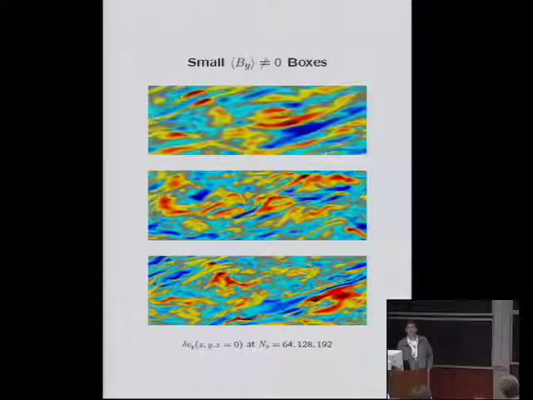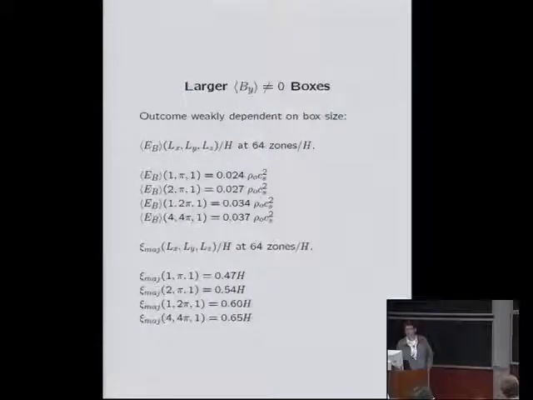Yes, it increases as you increase the field strength. Then we looked at what happens when you increase the box size, and people have looked at this over the years. There is a weak dependence on the box size. The magnetic energy increases slightly as you increase the box size, although it seems to be converged or getting close to convergence for our largest boxes.